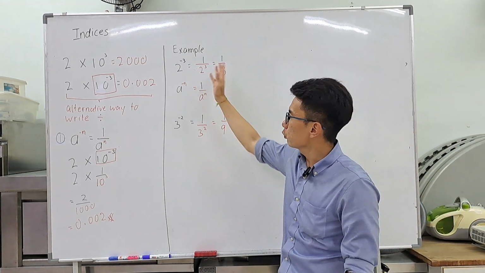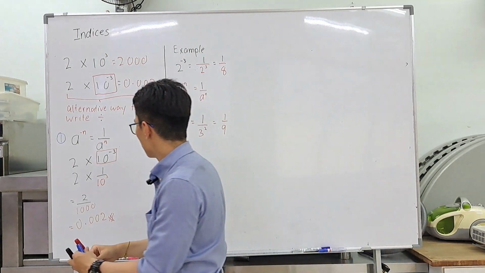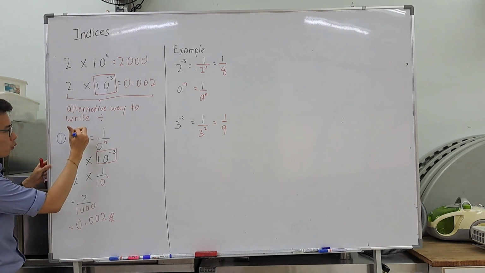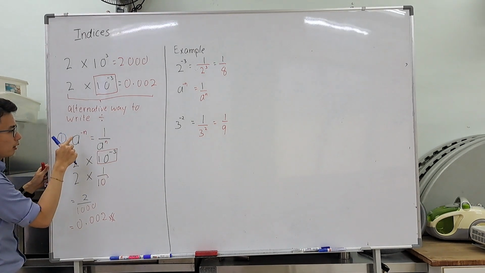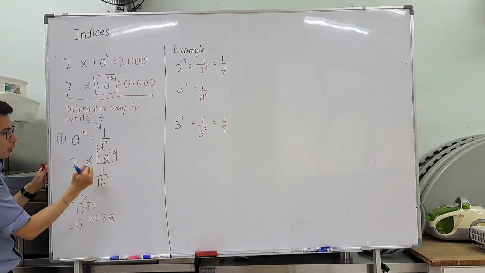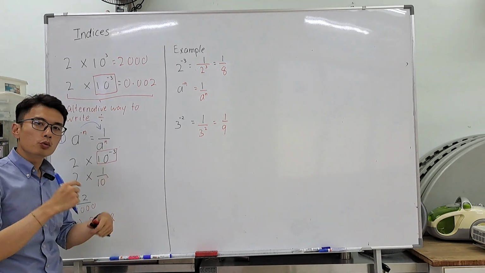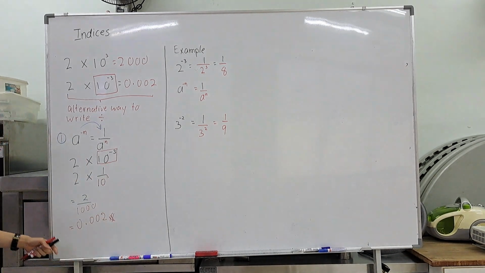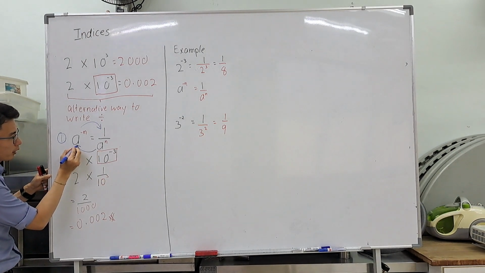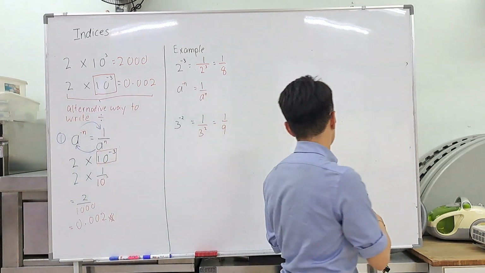Now, knowing how to do this is not enough. What we have done just now, we have done from this part to this part. Now, if we can do from left to right, we should be able to do the opposite way as well. So we should be able to do from this part back to here. How are we going to do that?